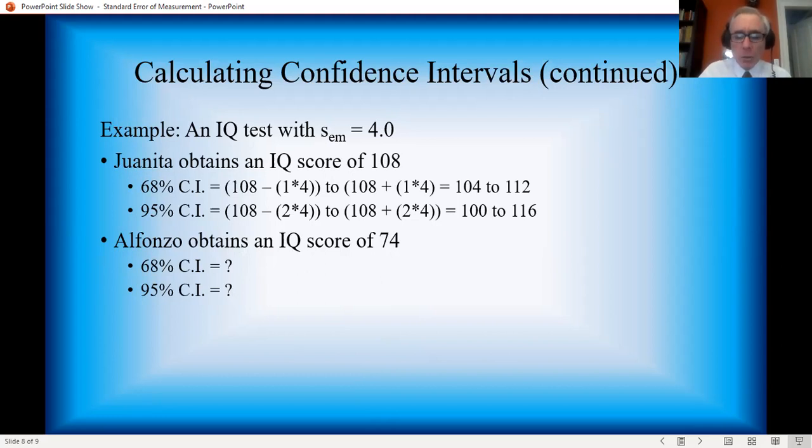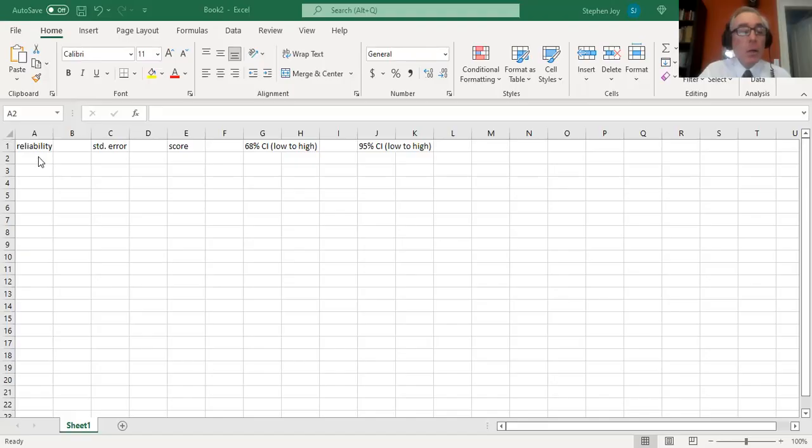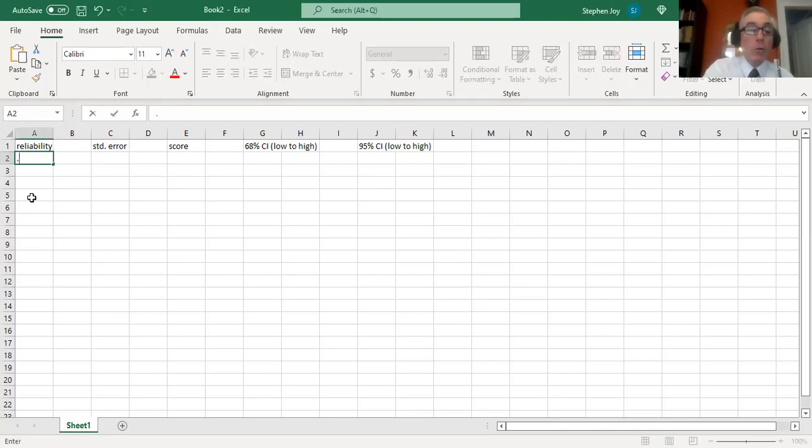Now, I did say I would show you how to do this on a spreadsheet. So we're going to go into a new sheet here and see how we do. Okay, so here, again, we're just going to say that we know the reliability.